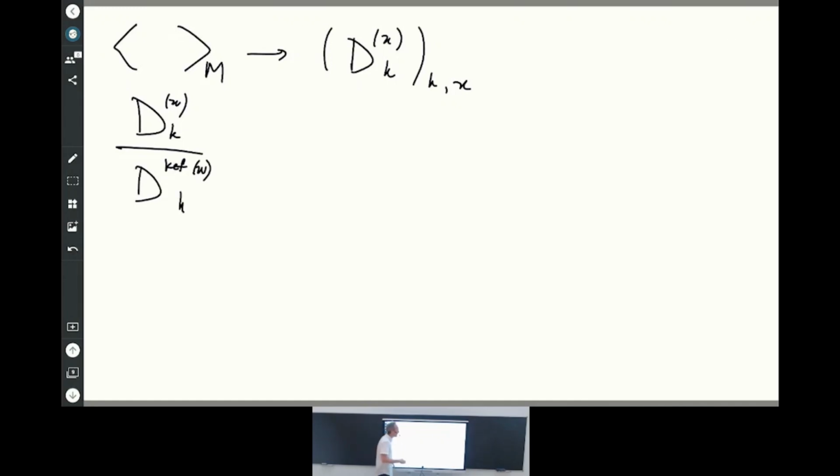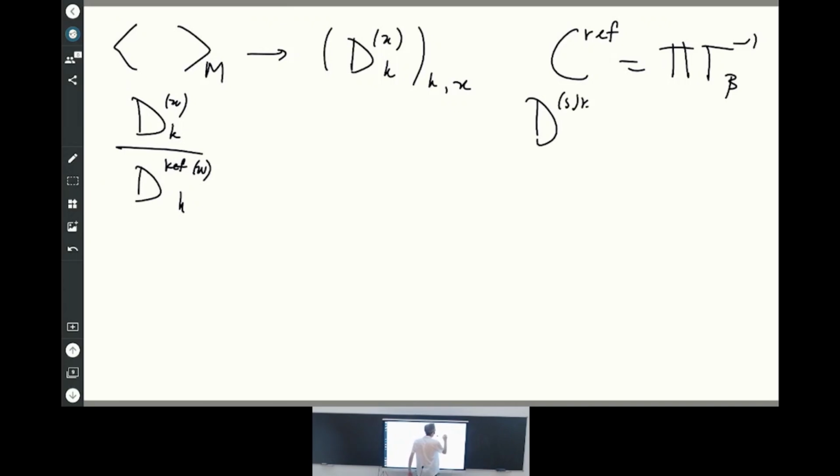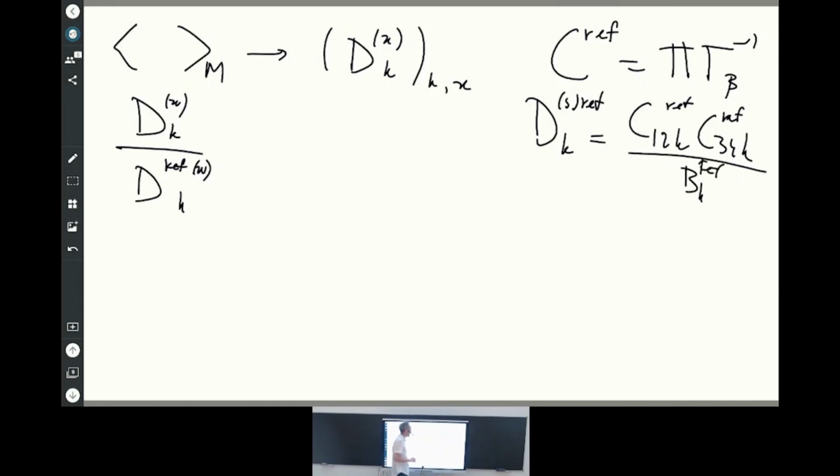Last time I gave you a formula for the reference 3-point structure constant, Cref, which was a big product of gamma and beta functions. And from this you can build a Dref structure constant. For example, in the S channel this is just C1,2,K C3,4,K over some BK. So after you compute this ratio, you call it small d now.